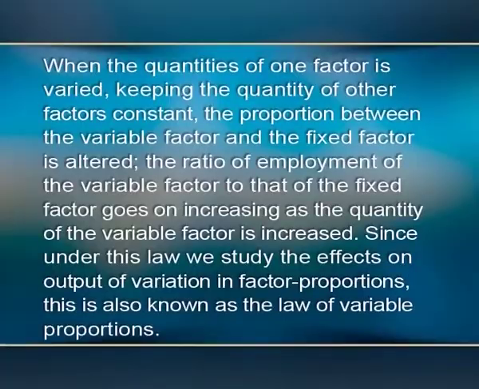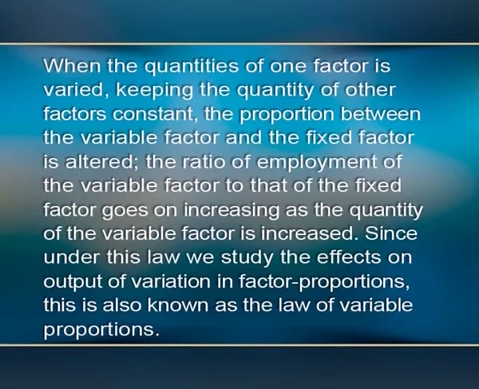Now, let us come to the next topic, that is the law of variable proportion. This law examines the production function with one factor variable, keeping the quantities of the other factors fixed. It refers to the input-output relation when the output is increased by varying the quantity of one input. When the quantity of one factor is varied, keeping the quantity of the other factors constant, the proportion between the variable factor and the fixed factor is altered.